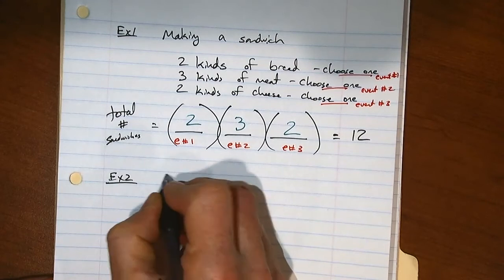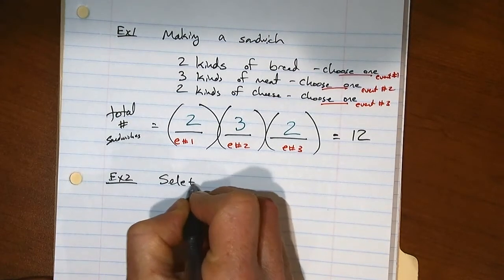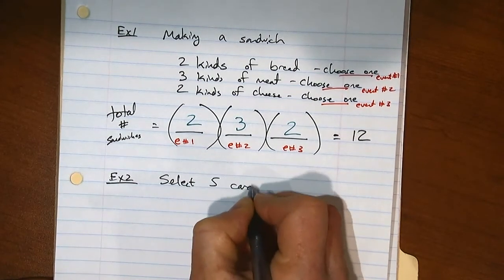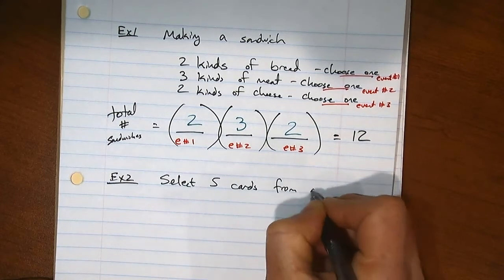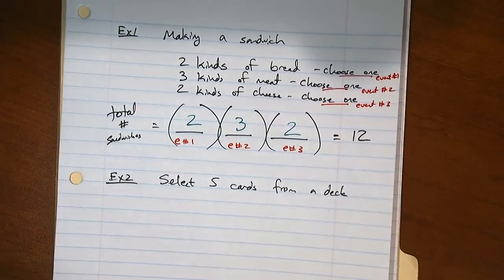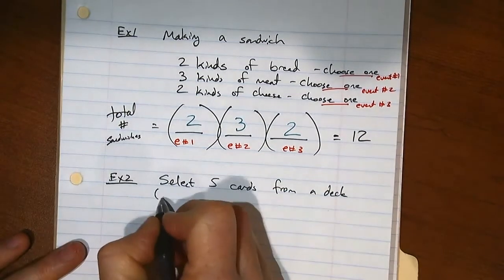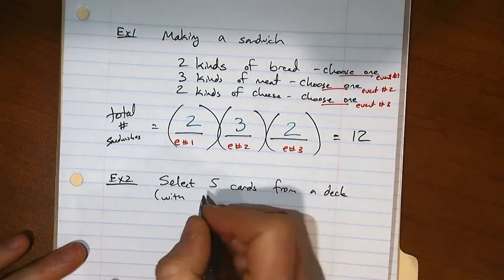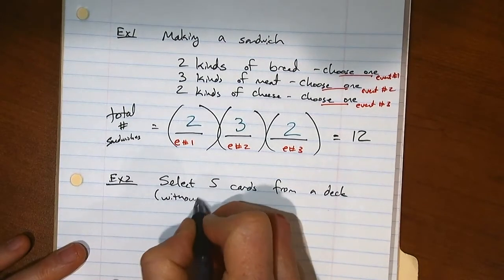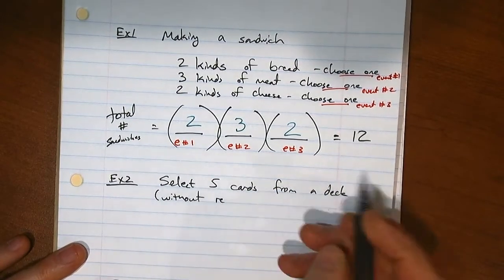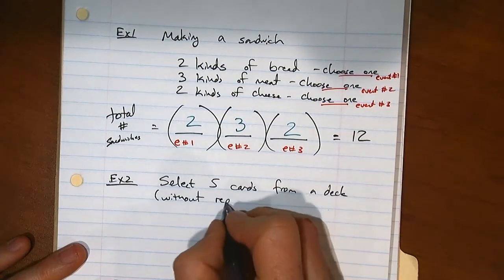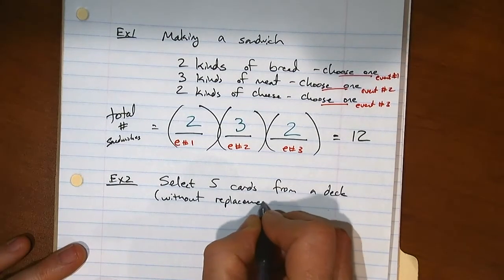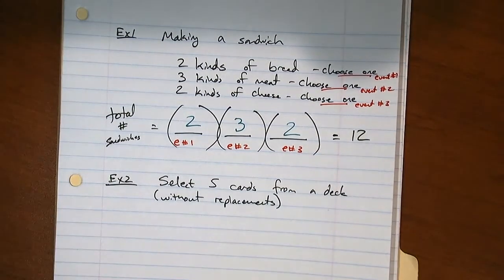We're going to select 5 cards from the deck. When we do that, we are not going to put the cards back in the deck. So the way that we typically describe that is we say it's without replacement. Okay, so once I pick a card from the deck, I'm going to keep the card. I'm going to hold on to it. I'm not going to replace it. I'm not going to put it back in the deck.